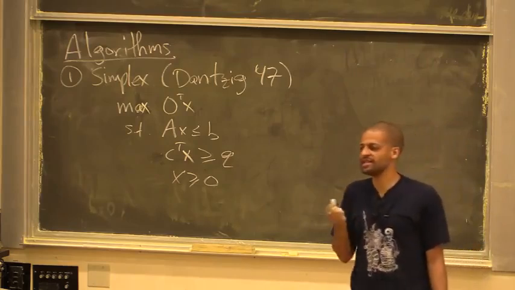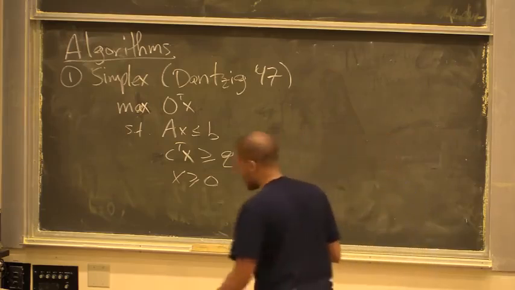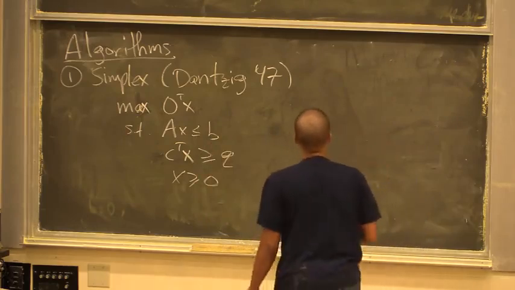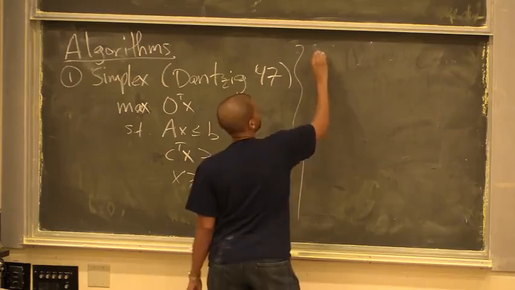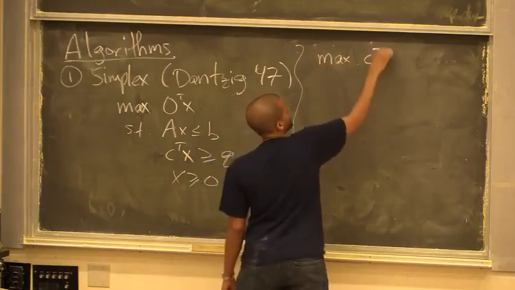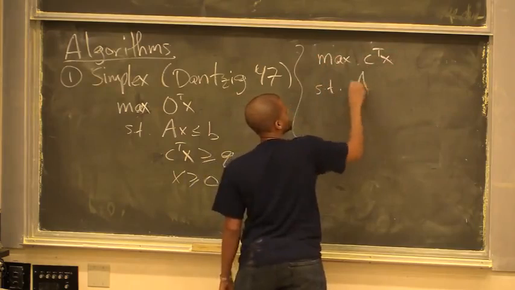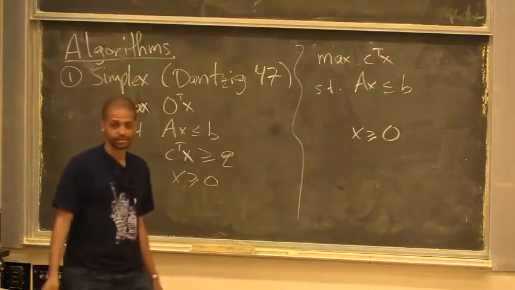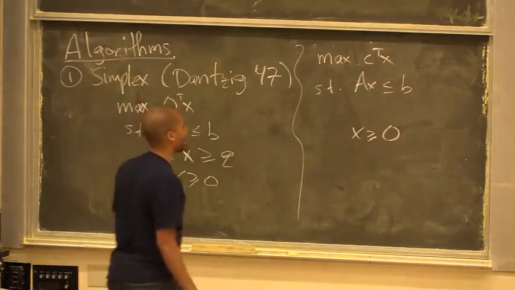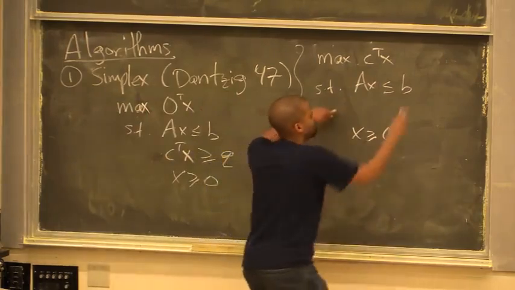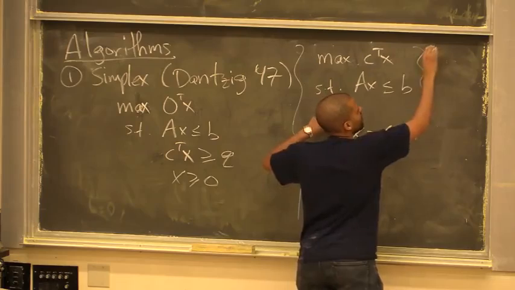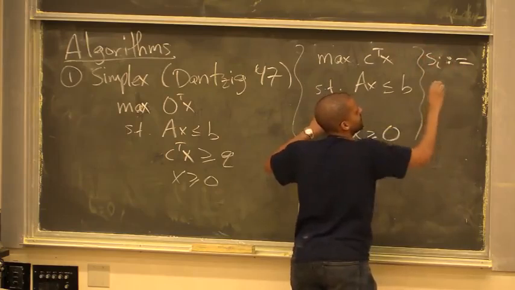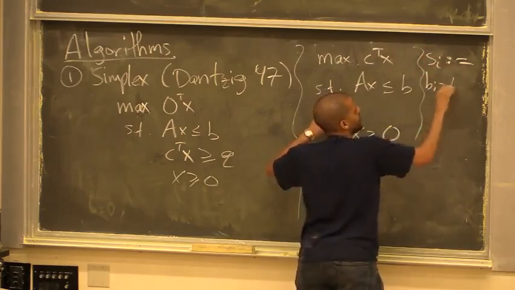So what's Dantzig's trick? The idea is as follows. First of all, if I have max c transpose x subject to Ax is at most b and x is at least 0, I can define, in my mind, some s_i to be b_i minus (Ax)_i.